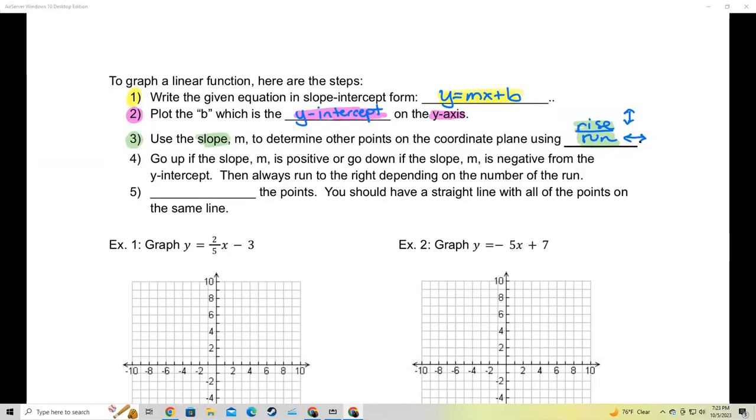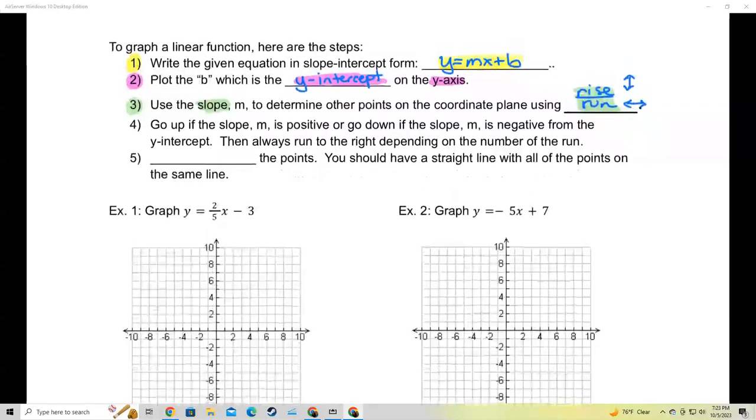So let's go ahead and talk about this. Let's go ahead and, I'm sorry, we're not done. Step number 4, go up if the slope m is positive or go down if the slope m is negative from the y-intercept. That should take care of yourself if you're using rise over run correctly, okay? You should always have a straight line. And then step number 5, you're going to graph all the points. You should have a straight line with all the points on the same line. If you end up with something that's not straight, you are doing something wrong, okay?